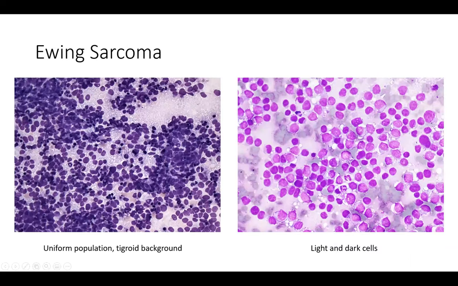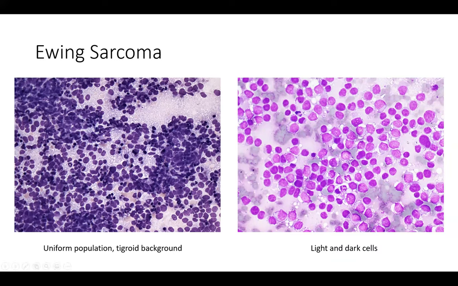So Ewing sarcomas, these are the prototypical round cell sarcoma comprised of a very uniform population of round cells, often with a tigroid background. This kind of somewhat striped background is secondary to glycogen from the cytoplasm of these tumor cells breaking apart. They're very, very uniform, again, translocation associated. In cytomorphology, you will often not see pronounced atypia or necrosis for these tumors.